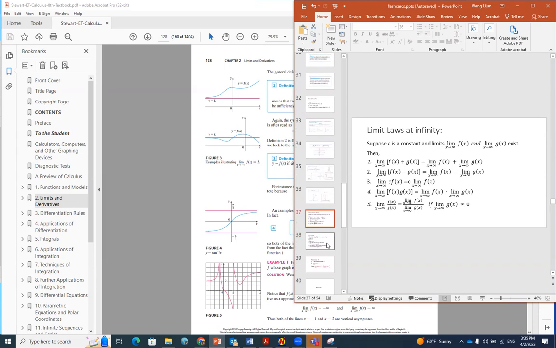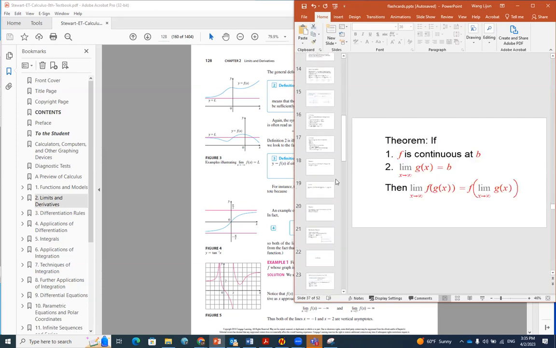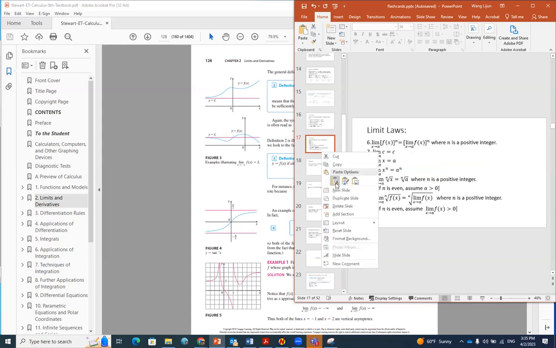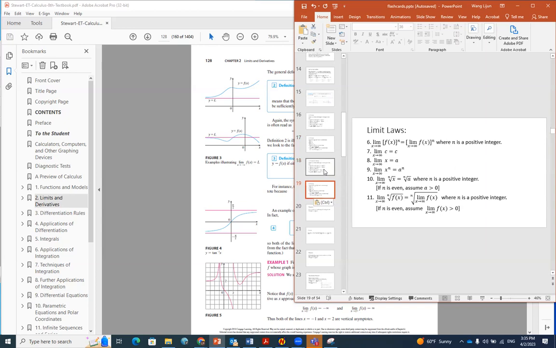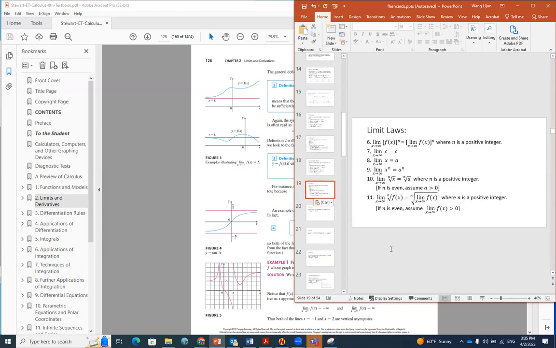Okay, let me do this. Cut and paste. Okay, this is a PowerPoint after all. So paste. There we go. Limit laws are together. You see limit laws are together, right? And so that's what I recommend you guys to do.